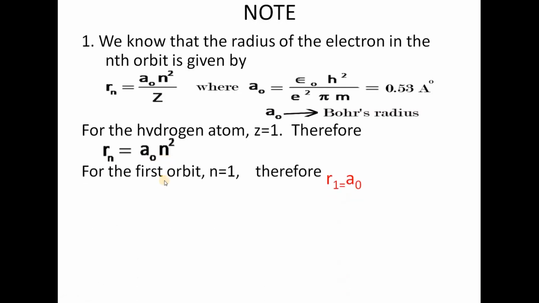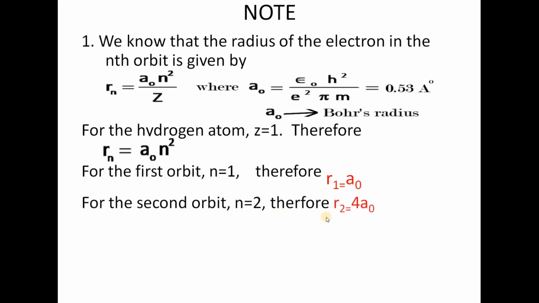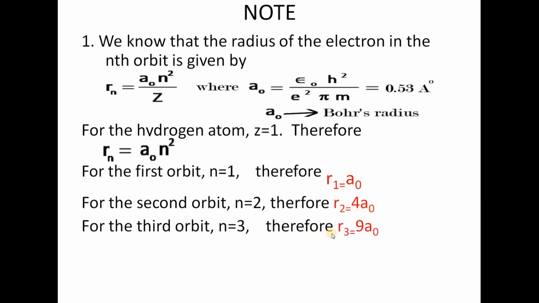Now for the first orbit, n is equal to 1. Therefore R1 is equal to a0 because n is equal to 1. For the second orbit, n is equal to 2, that is R2 is equal to 4 a0. Similarly, for the third orbit, n is equal to 3, R3 is equal to 9 a0. So we are going to get this relation, R1 is to R2 is to R3 is equal to 1 is to 4 is to 9. This we have to remember.